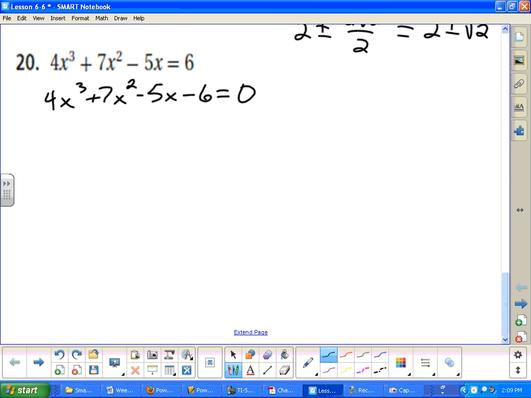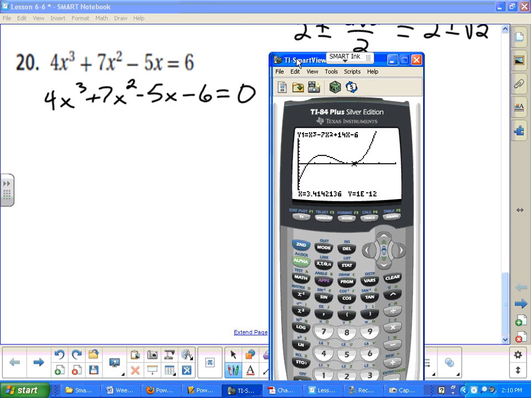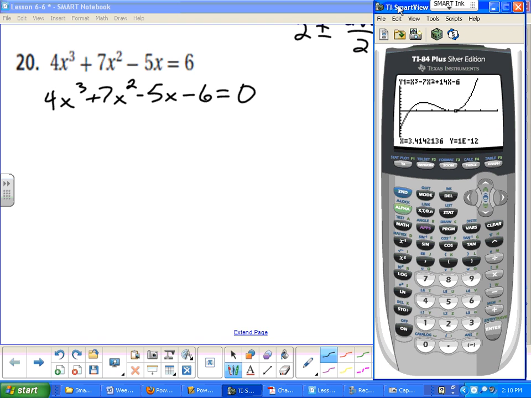Now, we had this discussion during first hour today, and I'm going to tell you this too, before I even graph it: if you have a leading coefficient, then you more than likely have a 0 that has that number in the denominator, like 3/4 or 7/5 or 7/4 or something like that. All right, so let's go ahead and graph it.